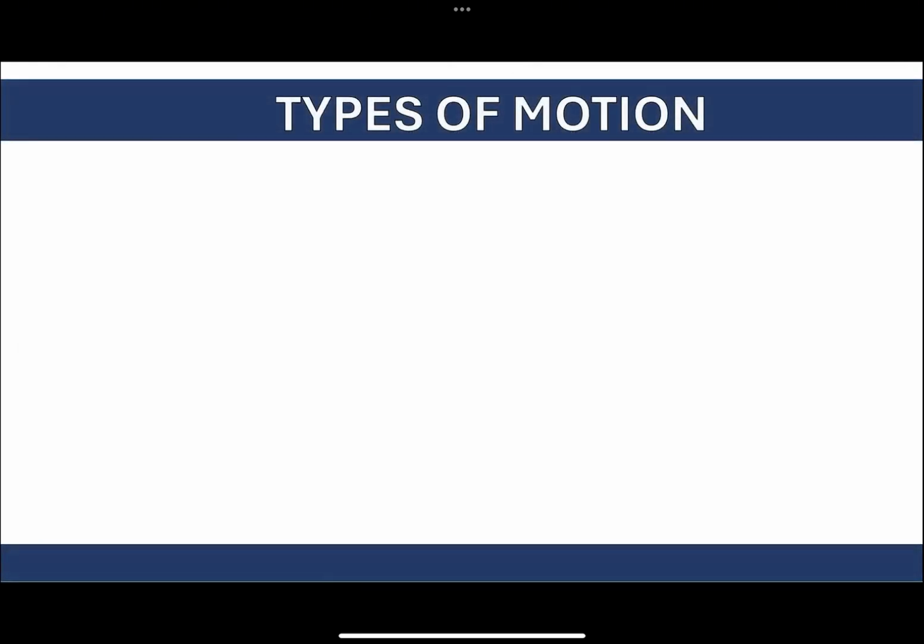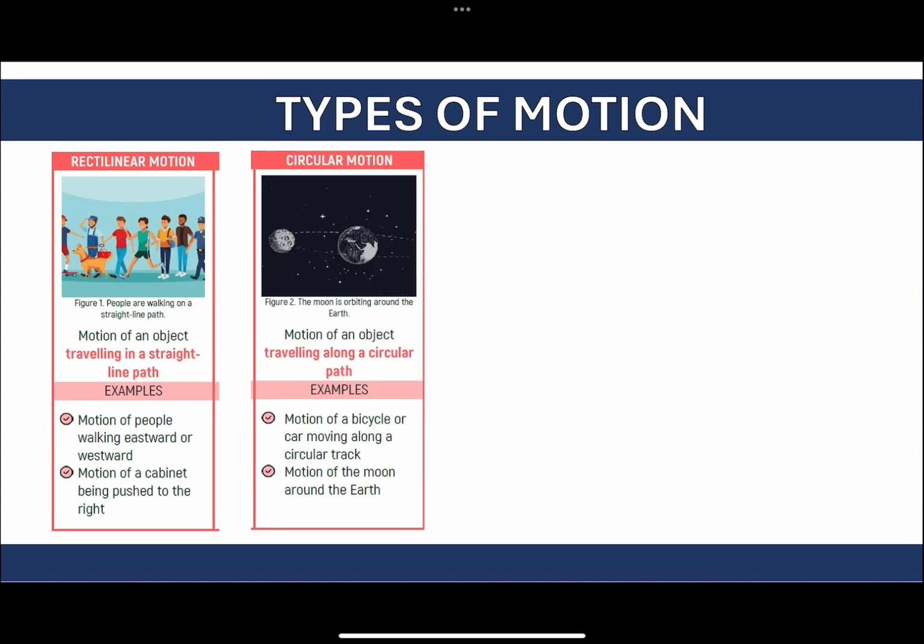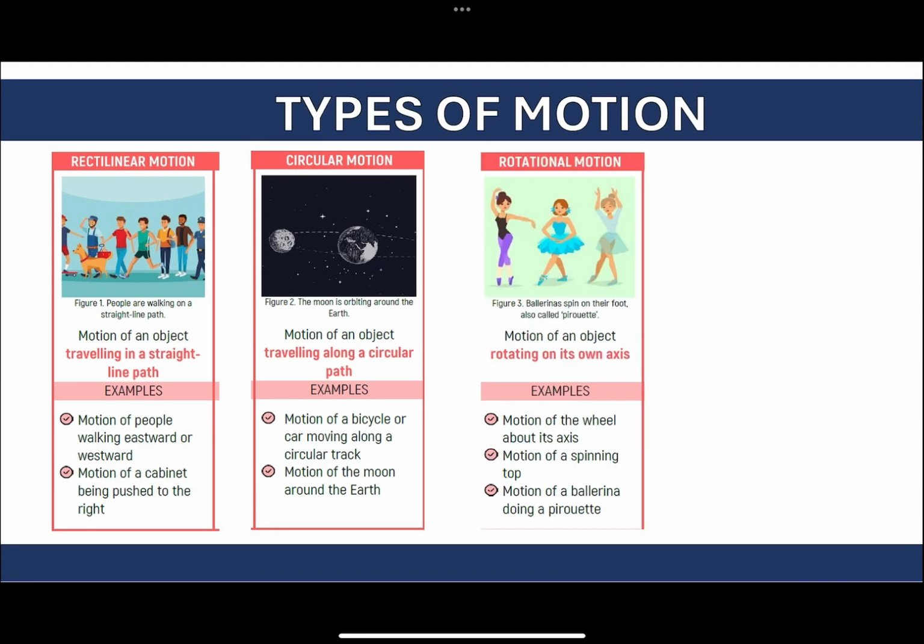First type of motion, rectilinear motion. Motion of an object traveling in a straight line path. Example, when you are walking eastward or westward. Second type of motion, circular motion. From the word circular, meaning it is traveling along a circular path, like a bicycle or car moving along a circular track, or for example, the moon around the earth.